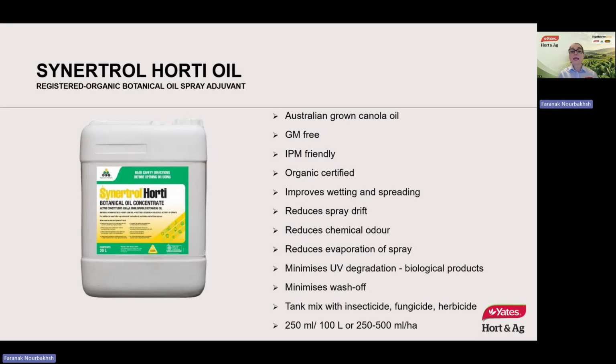For compatibility and also application rate, always check the label on the product. If you are applying insecticide, fungicide, and herbicide as part of your chemical control, you want to make the most of it and make it very efficient. So applying a spray adjuvant and the proper product would make this feasible, and this is one of the products that you can consider as part of your strategy.